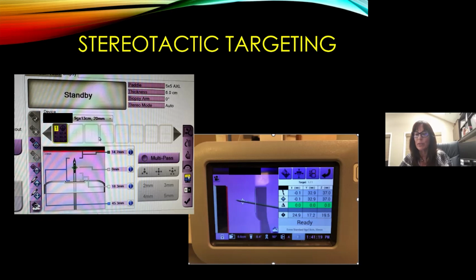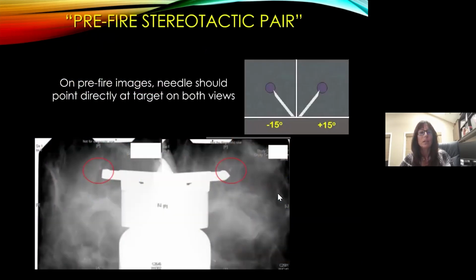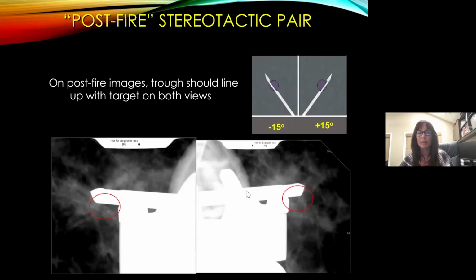And so you know you're at the appropriate position because the difference between what the target is and where your needle is 0. We take pre-fire images, and on these images, the needle should point directly at the target on both views. There is a button to press where the needle fires or advances. The throw on many of the needles is approximately 2 centimeters. On those post-biopsy images, the trough should align with the target on both views.